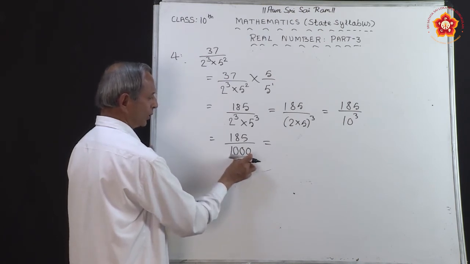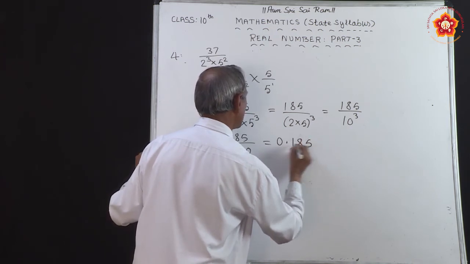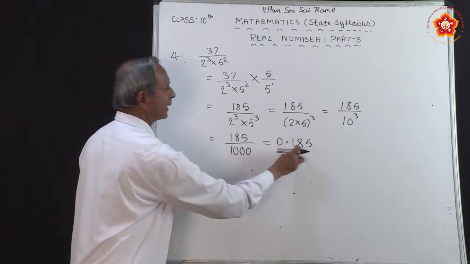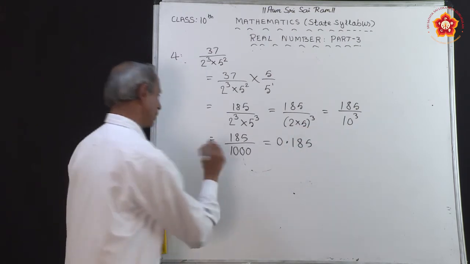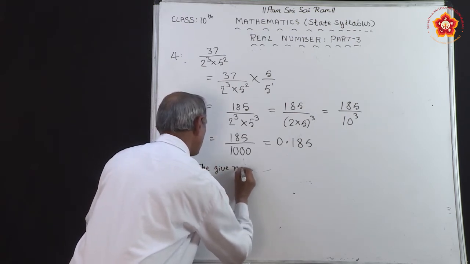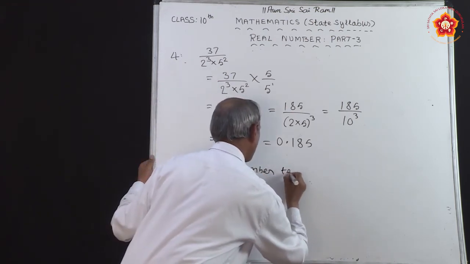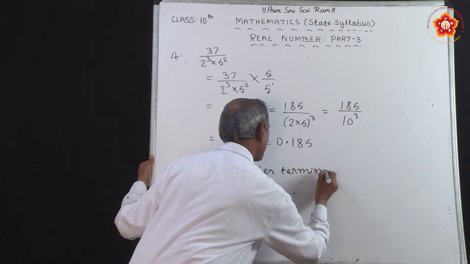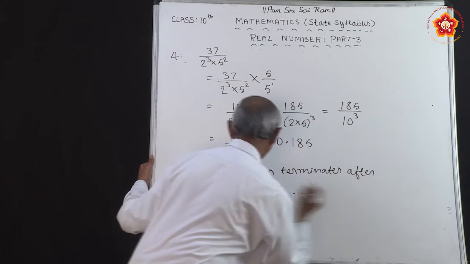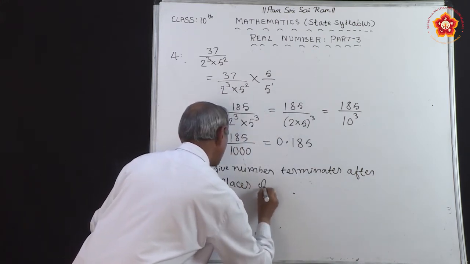There are 3 zeros. Therefore, you can write it as 0.185. So, the given decimal terminates after 3 decimal places. That is the solution. The given number terminates after 3 places of decimal expansion.